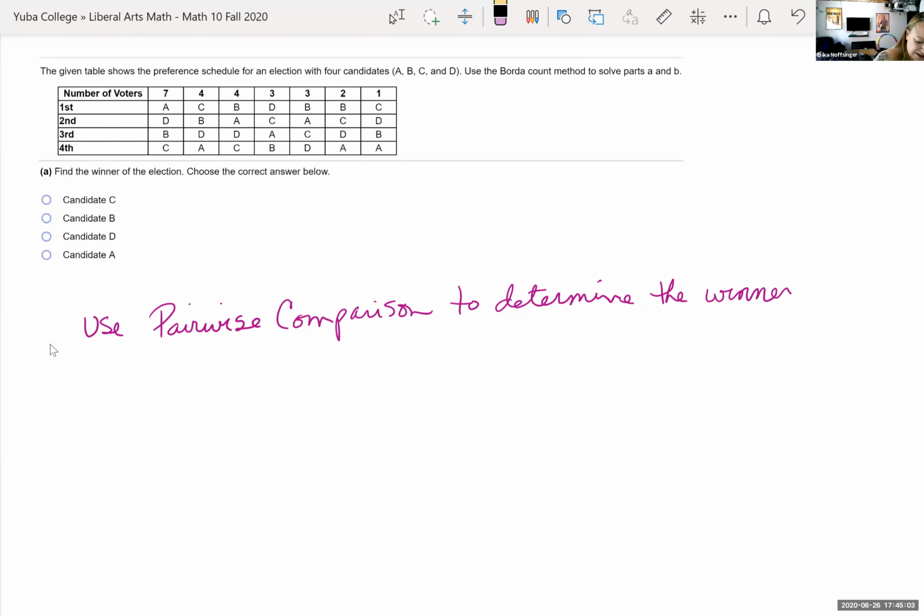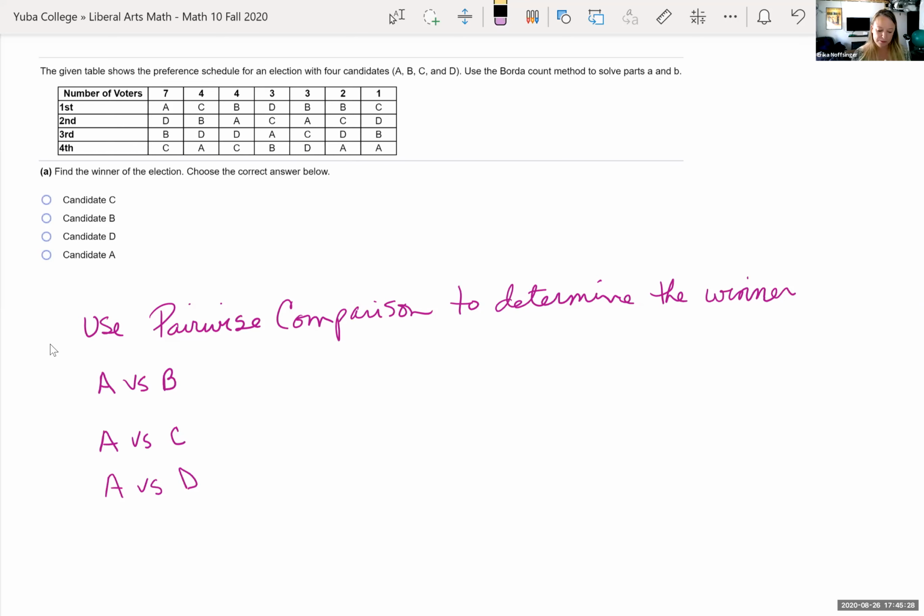Okay, so I'm just going to start with candidate A. We have to look at them versus candidate B, if they would win. We're going to have to look at candidate A versus candidate C. We have to look at A versus D. And if they were just matched up with this other candidate, would they win the election or not?